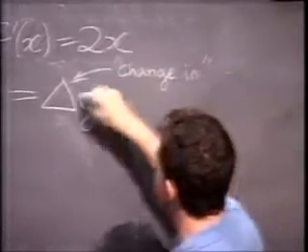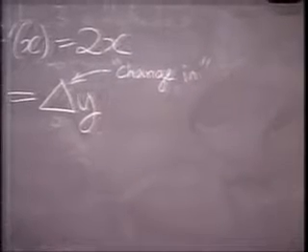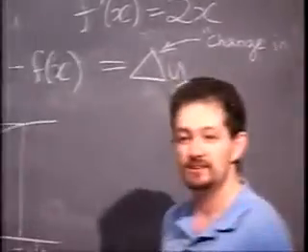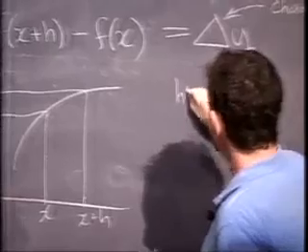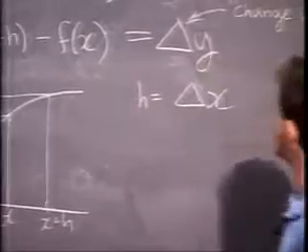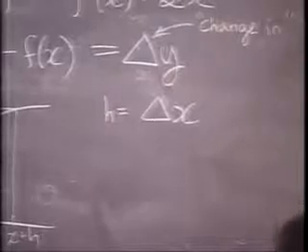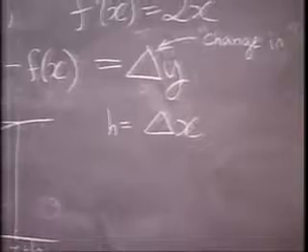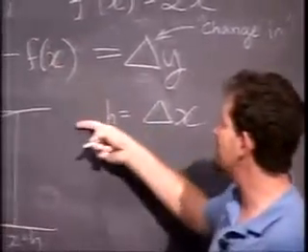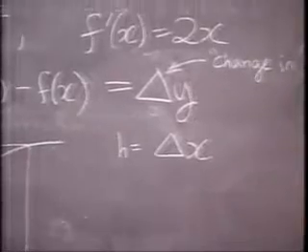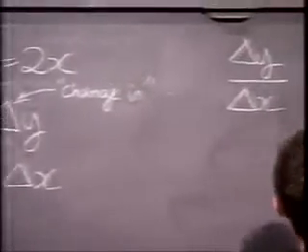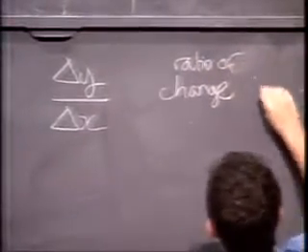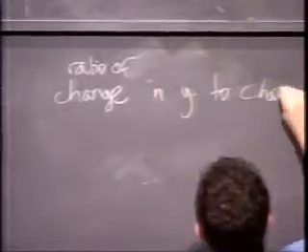And I don't want you to think this means delta times y. It's not. It's like delta y. It's just one object. It's the change in y. Well, why did y change? Because I changed x to x plus h. So h is actually delta x. This is the change in x. I changed the amount x to x plus h, and that was a change of h. So I'm going to write that as delta x. So the ratio of these two things is delta y over delta x. This is the ratio of change in y to change in x. And this is what a derivative is all about.